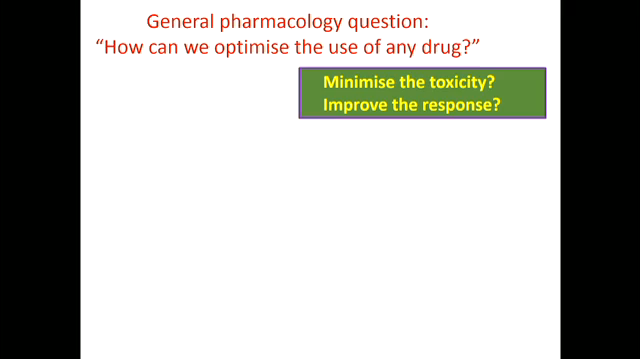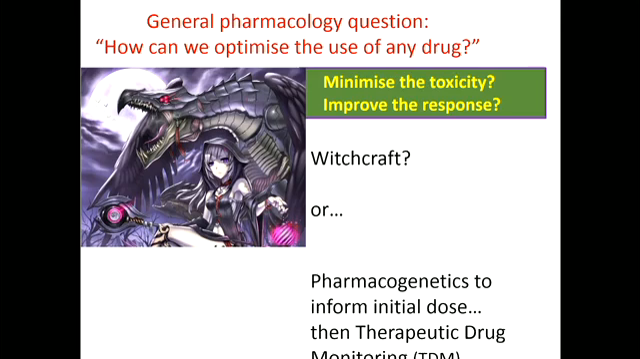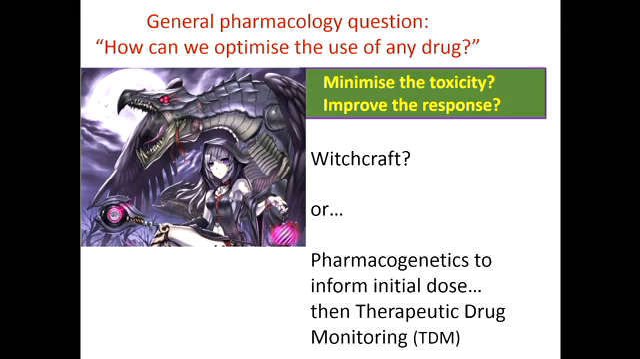So a general pharmacology question would be, how can we optimise the use of any drug? Not only in pharmacogenetics, we want to minimise its toxicity, improve its response. It's all about dose usually. How do we do that? Do we just guess and say, oh, I think you might be okay on this dose? That works for a percentage of the population, but not for everyone. Or you can use pharmacogenetics to inform the initial dose and then do therapeutic drug monitoring.